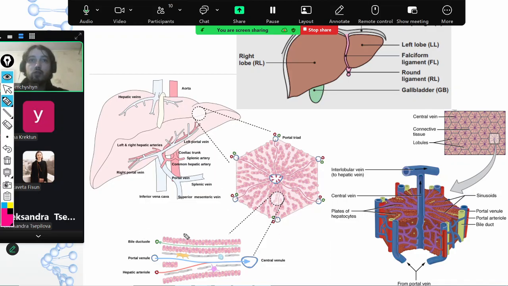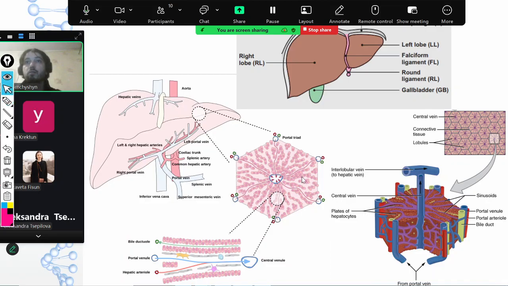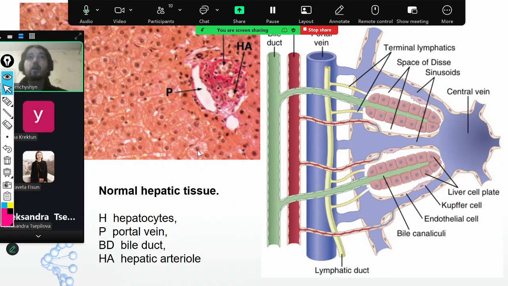Here is a view from another side, like a cross section. Here you see once again the bile ductule, portal venule and hepatic arteriole, and here is how that looks. Here is a 3D view, so once again you can look at how it looks in 3D. Here is our hexagon. One part of this hexagon was cut out, so you can look a little inside, and that should give you some idea regarding the structure of the liver.